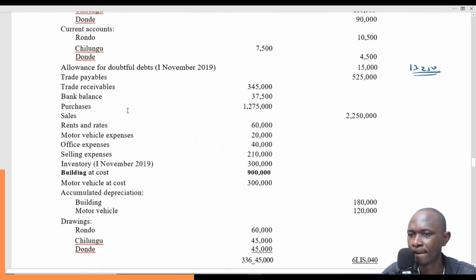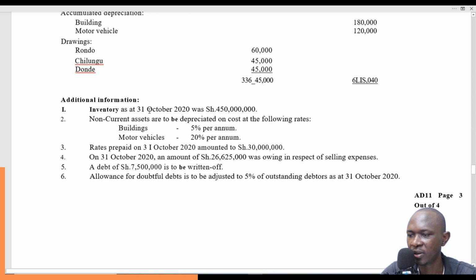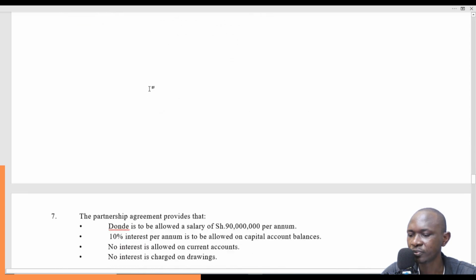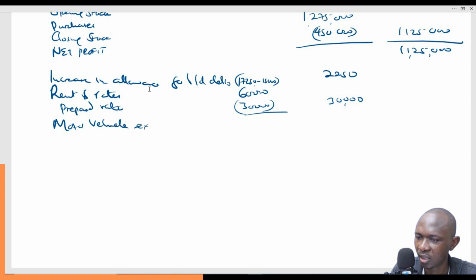And next, motor vehicle expenses, 20,000. Do you have any additional information on motor vehicle expenses? None. So motor vehicle expenses, 20,000.